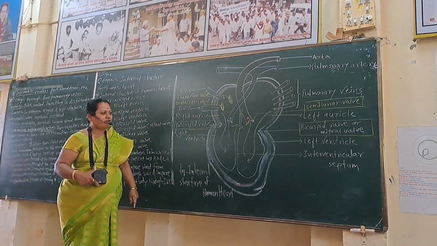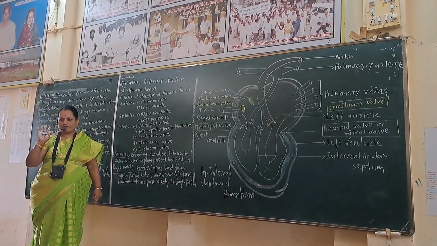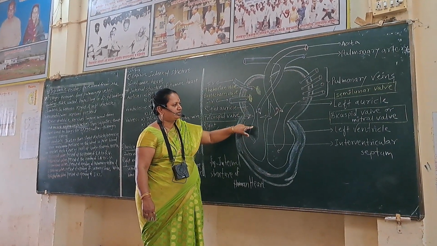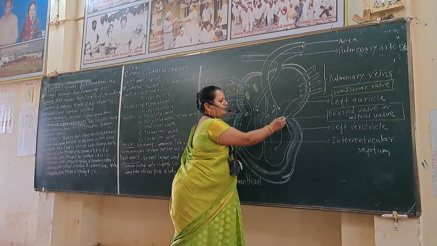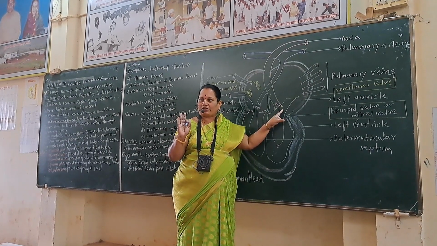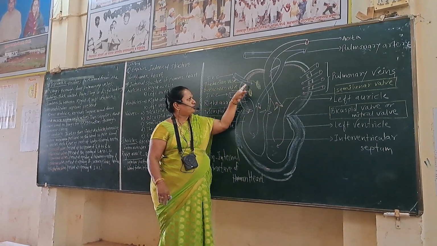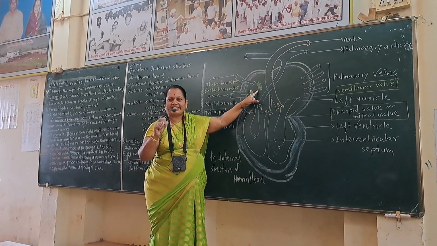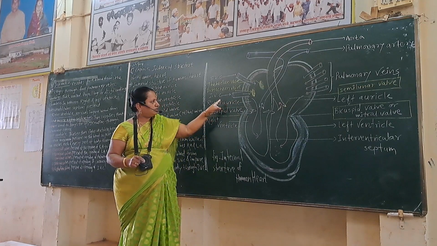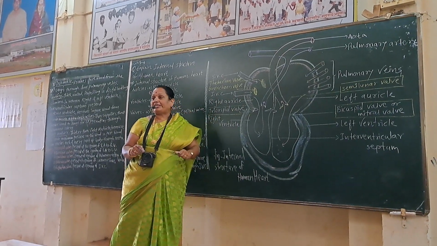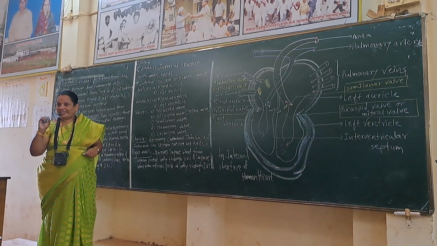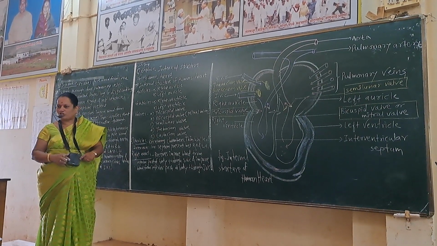Okay. How many valves are present in the heart? 5 types. Tricuspid valve present at the opening of right auricle and right ventricle. Bicuspid valve present at the opening of left auricle and left ventricle. Semilunar valves present at the opening of pulmonary artery and aorta. Thebesian valve present at the opening of coronary sinus, and Eustachian valve present at the opening of IVC, inferior vena cava. How many types of valves are there? 5 types. What is the function of valves? To maintain blood flow in one direction is the function of valves.